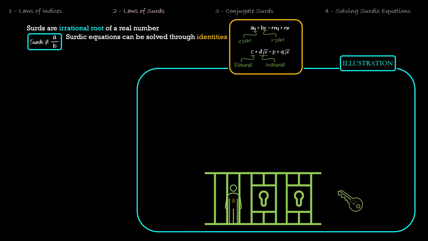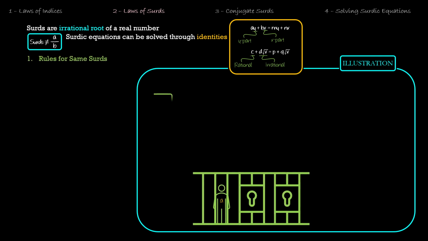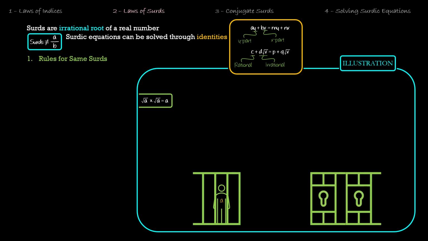We will explore this illustration through the laws in the surdic function. The first is the square root of a multiplied by the square root of a would give us a. This can be imagined as having two sets of the key, which is enough to open up the two locks. This will free the number inside the cell.